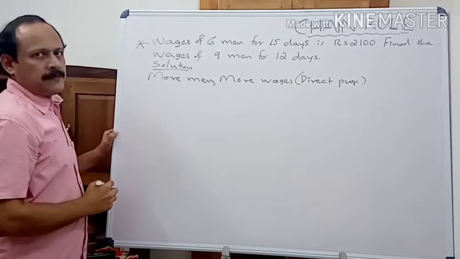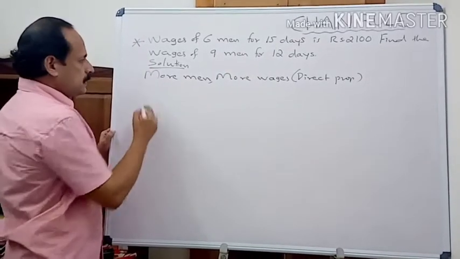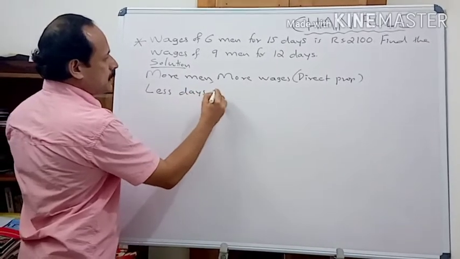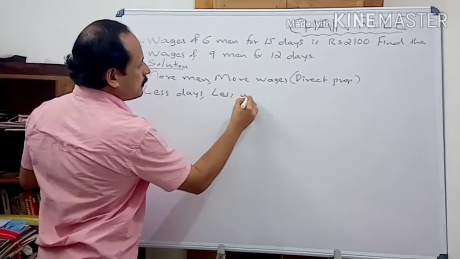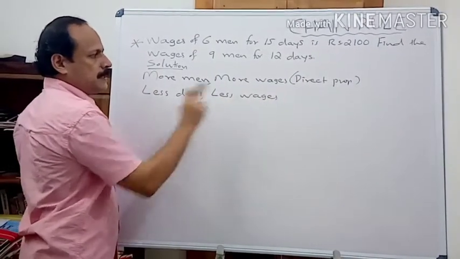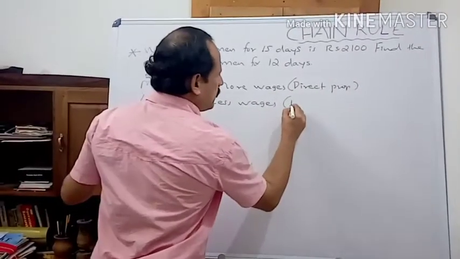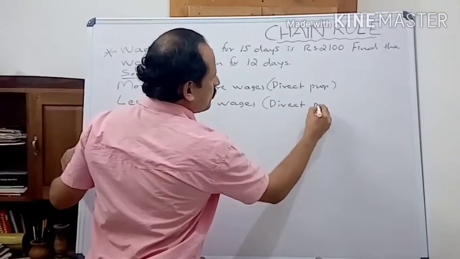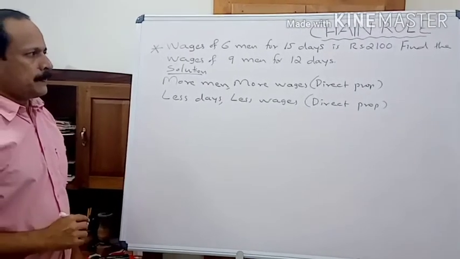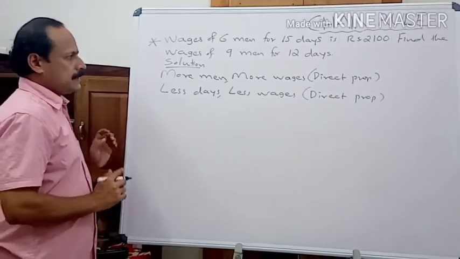Next, take number of days. Here, 15 days decreases to 12 days. Therefore, we write like this: less days, less wages. Why? Number of working days decreases, then number of wages decreases. Therefore, less days, less wages. They have the same nature, therefore, they are also in direct proportion.